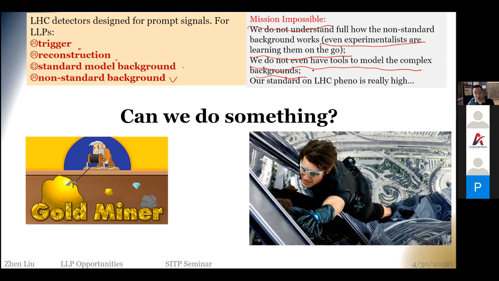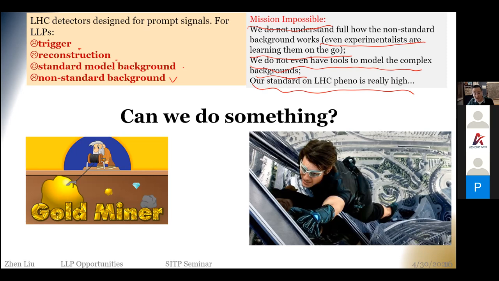Because whatever background you try to simulate with those packages, they will give you zero, because all the standard model backgrounds are prompt or too light, like BGS, et cetera. So you always seem to be in a zero background limit, but you also know that you are not zero background. You have to do a lot of tricks to make it zero background, come up with new ideas. Also, our standard on LHC phenomenology is really high nowadays. We need to do NLO calculations, and we need to understand the estimated background in great detail, et cetera. But none of that is suitable for long-lived particle signatures.